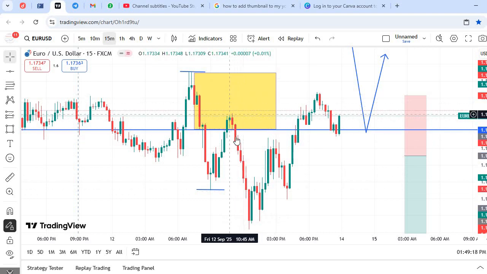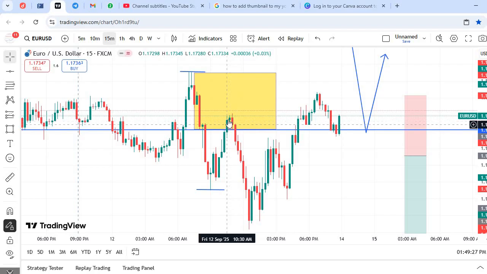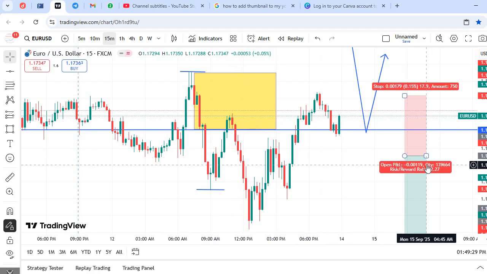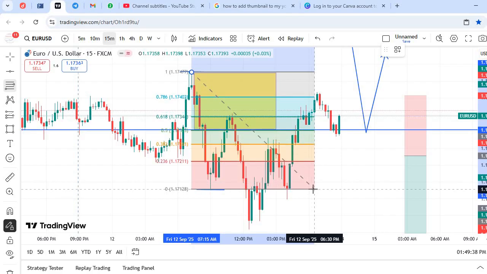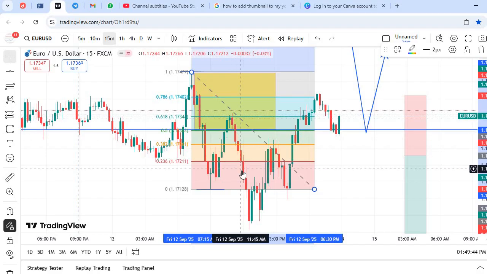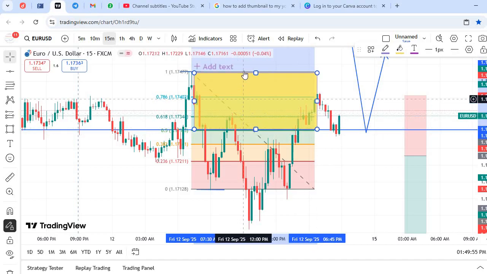Can you see? So this was the trade I took on Friday, and I took a sale and I made money from it. Let me use the Fibonacci tool again and click. You can see it got to 0.61 and started coming down. Like I said, always wait for it to get to the discount. So this is the discount zone. From 0.5 above is the discount for a sale. Can you see? That's the discount zone.